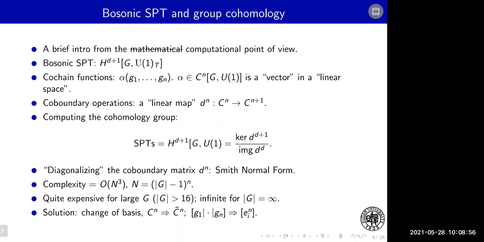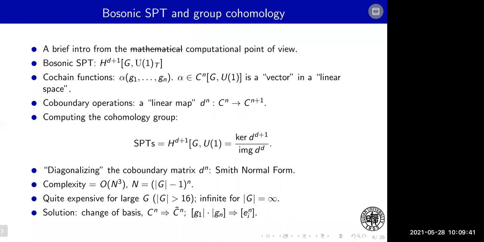So let me give a very brief introduction to the group cohomology theory that classifies the bosonic SPT phases. I will focus on the computational point of view instead of the mathematical one. So the bosonic SPT phases are classified by the group cohomologies. In one line, the cohomology is actually dealing with cochain functions, which can be viewed as some vector in a linear space. Here, the linear space goes with quote unquote because mathematically it's not a linear space with coefficients in a field, but rather a module with integer coefficients. But I will ignore that difference. I just call it linear space and linear math.